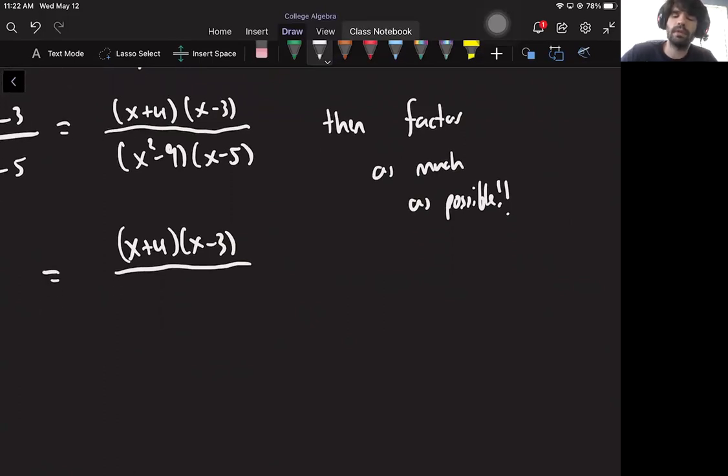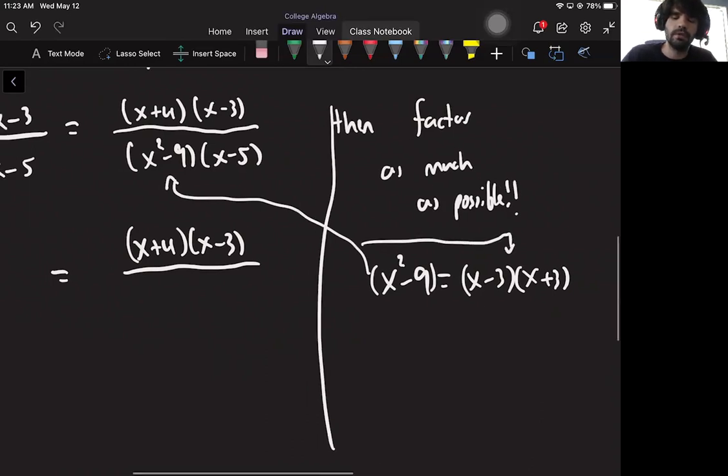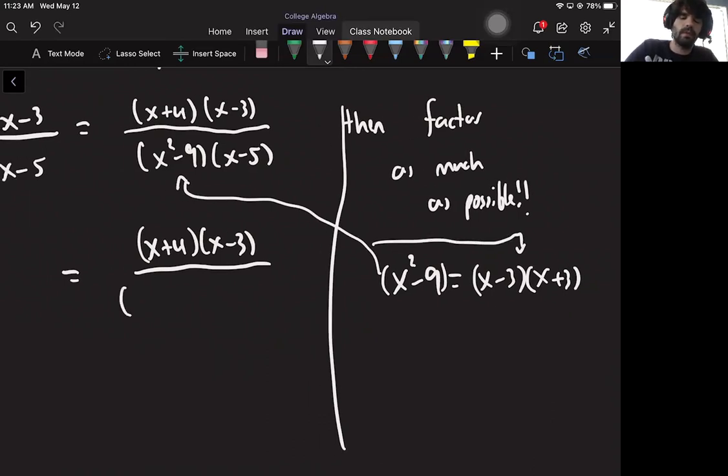But what about on the bottom here? We can actually do something. So typically, you can have some sort of scratch work on the side where you try to factor things. And what we can realize is x squared minus 9 is actually a difference of squares. So it factors into x minus 3, x plus 3. And then all we're doing is we're going to replace that with this. So x squared minus 9 becomes x minus 3, x plus 3. And then the x minus 5 I have not changed.